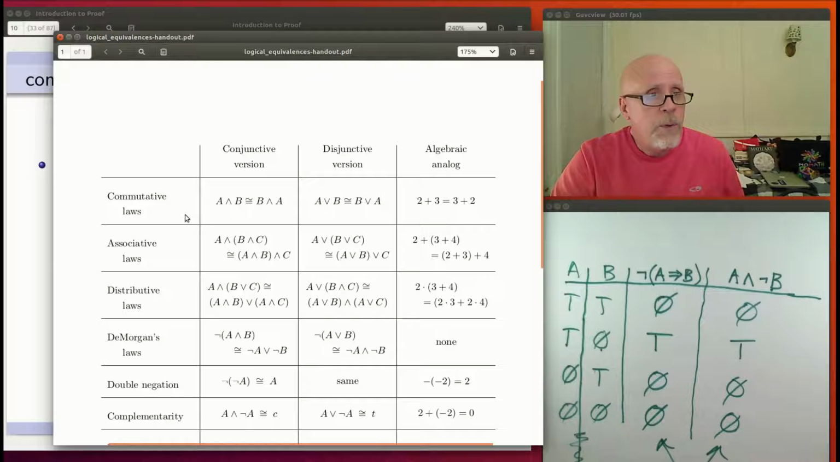So the commutative law, I think you've run into before, it just says you can switch the order around. A and B is the same as B and A. A or B is the same as B or A. 2 plus 3 is the same as 3 plus 2. You can switch order around.